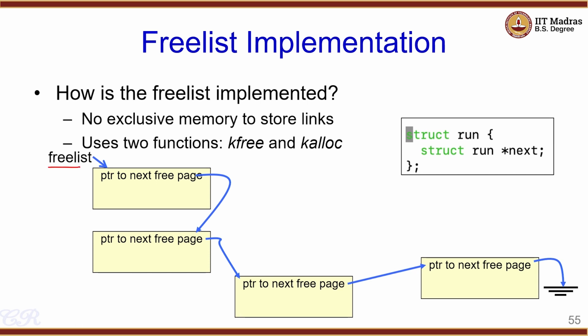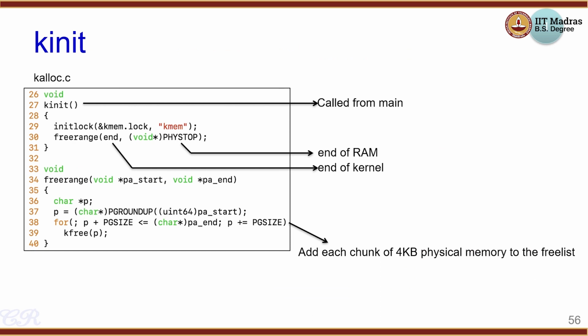The head is called the free list, and you have just one entry in each chunk. Each of these chunks is 4 kilobytes, right? And each has a pointer to the next free page. This is a singly linked list until we reach the end where it is terminated with a null, right? So this is what happens.